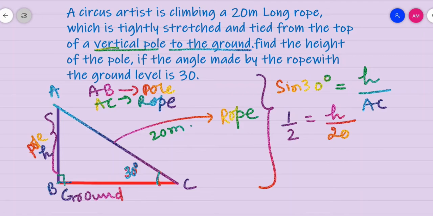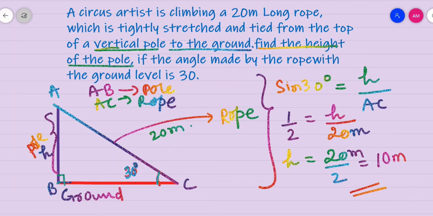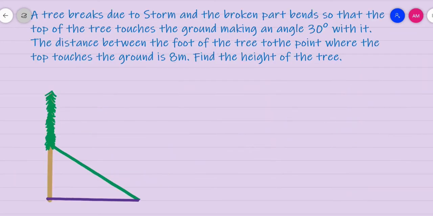Now see, you cross multiply, you will get H is equal to 20 by 2. Children, do not forget that this is 20 meters. So H will be equal to 20 meters by 2. That will be equal to 10 meters. So the height of the pole is 10 meters. Come on children, now let us see the next question.